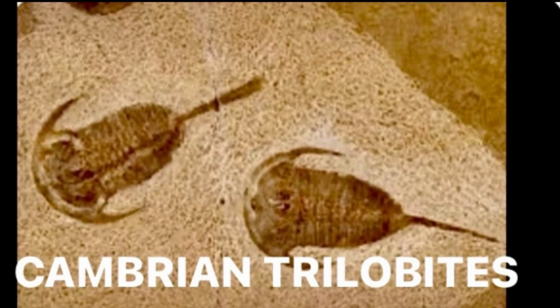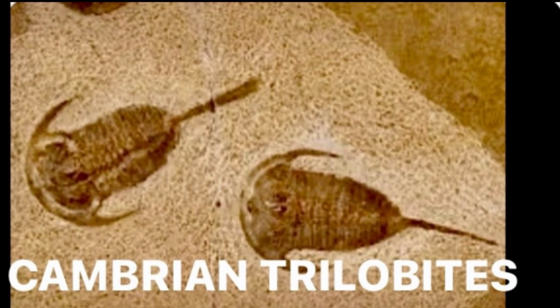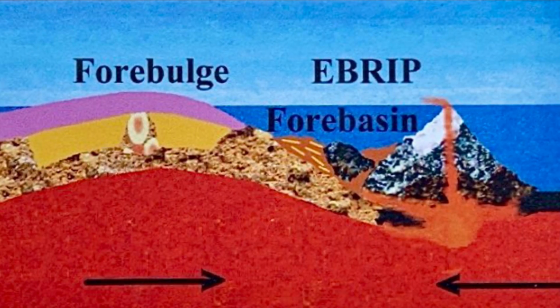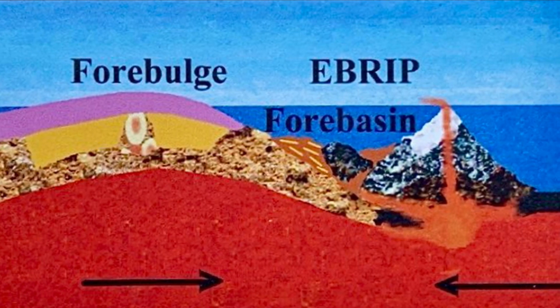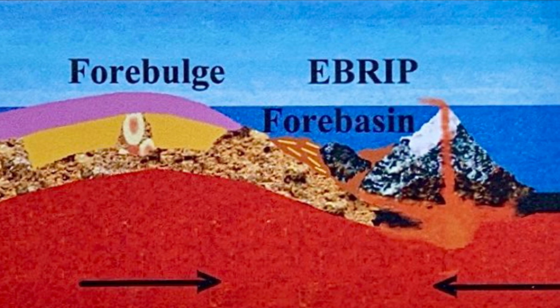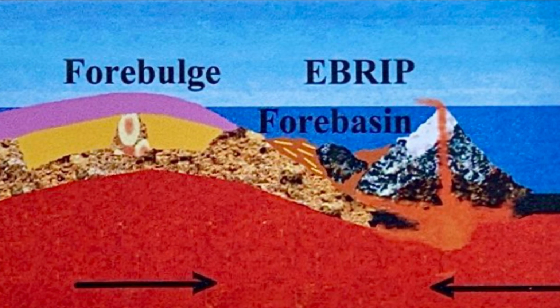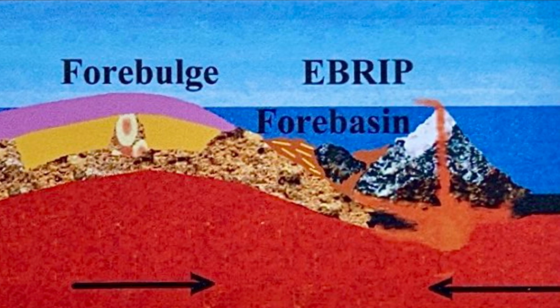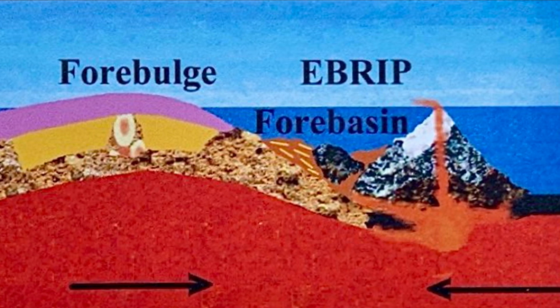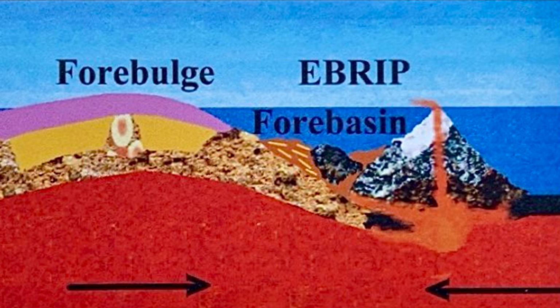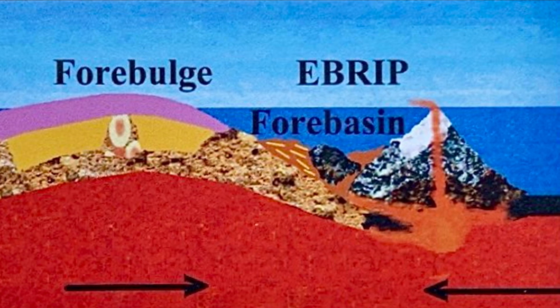Trilobites first appeared in Cambrian shale and Cambrian limestone. In this picture, the pink is the Cambrian rift-to-drift limestone. This is the taconic orogeny, and the taconic volcanic island arc is pushing down on the edge of the continent, and that's forcing this limestone up above sea level.